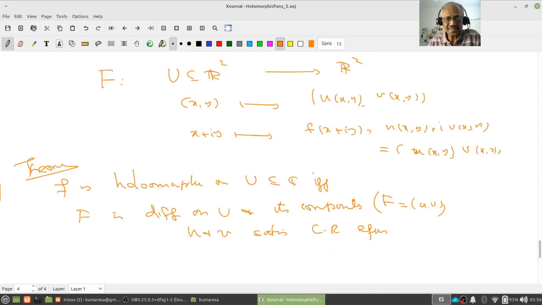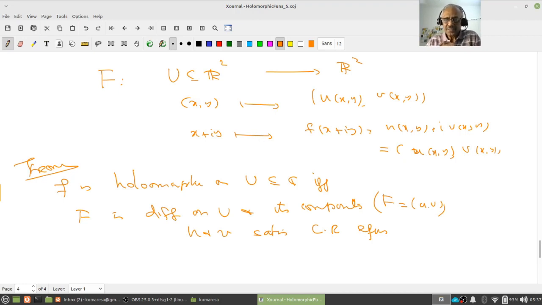The basic trick is, C I can think of as a two-dimensional real vector space. R2 is also a two-dimensional real vector space. There is an obvious correspondence. x plus iy going to (x, y) is a real linear isomorphism, right? Then I can ask, okay, I will talk about it later, I don't want to.